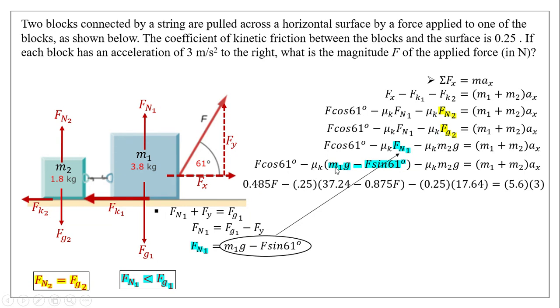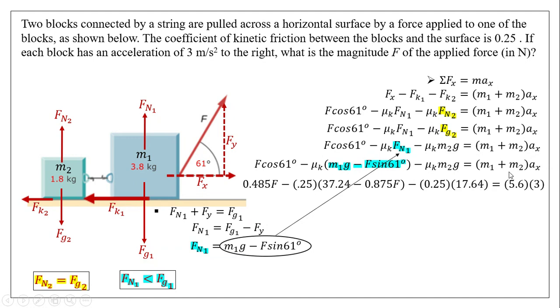If you take m1, which is 3.8 times 9.8, you'll get 37.24. I left the units out here because I'm running out of space on my screen. Here, if you punch in sine of 61 degrees, you get about 0.875. And don't forget to carry down the F, right? Here is just F times sine of 61, but sine of 61 is just this coefficient. So I like to write my coefficients out front. 0.875 times F minus mu k is 0.25, mass 2 is 1.8. So if you take 1.8 times 9.8, you'll get 17.64. That's where it came from.